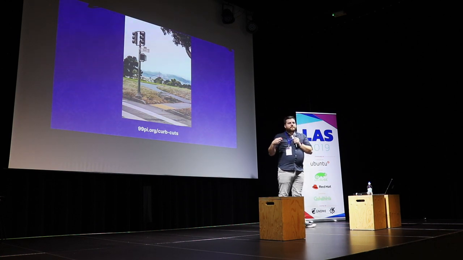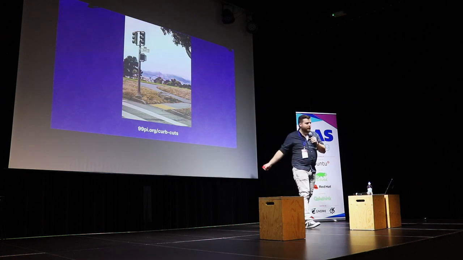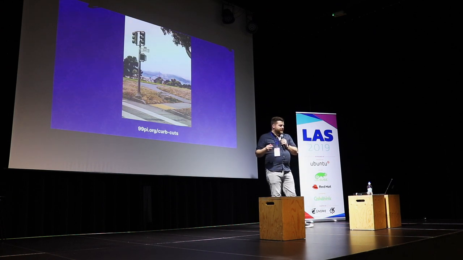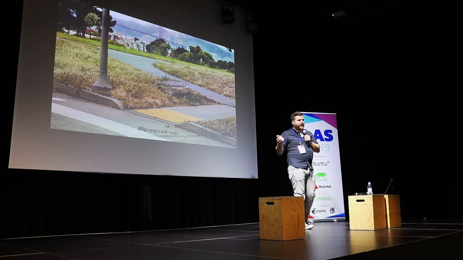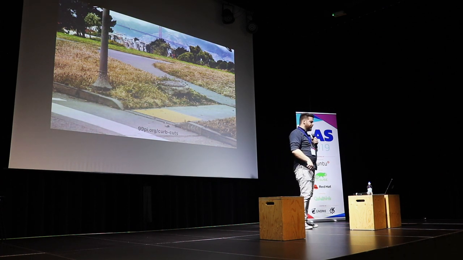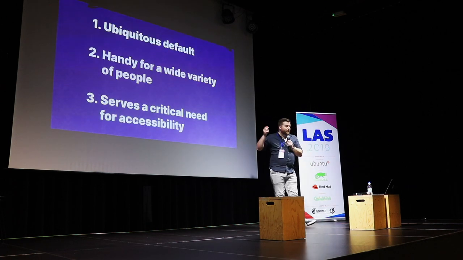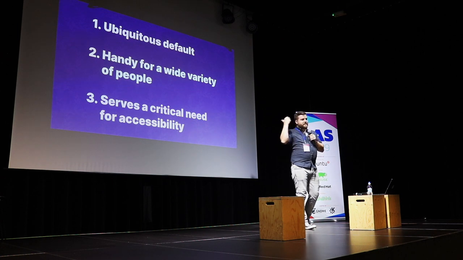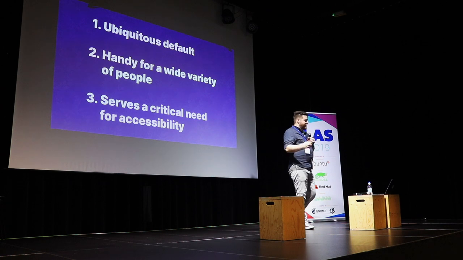But they're also really useful for people who might not have mobility issues. Somebody pushing a two-wheel cart with packages on it, or somebody pulling a wagon behind them, or a skateboard or scooter or something. So they're really useful. I'm going to zoom in here. They're really useful for a wide variety of people, but they're also critical for accessibility, and they're everywhere. So what I consider curb cuts in UI, I'd say, meet these three criteria: it's a ubiquitous default, it's everywhere, handy for a wide variety of people, but critical for accessibility.